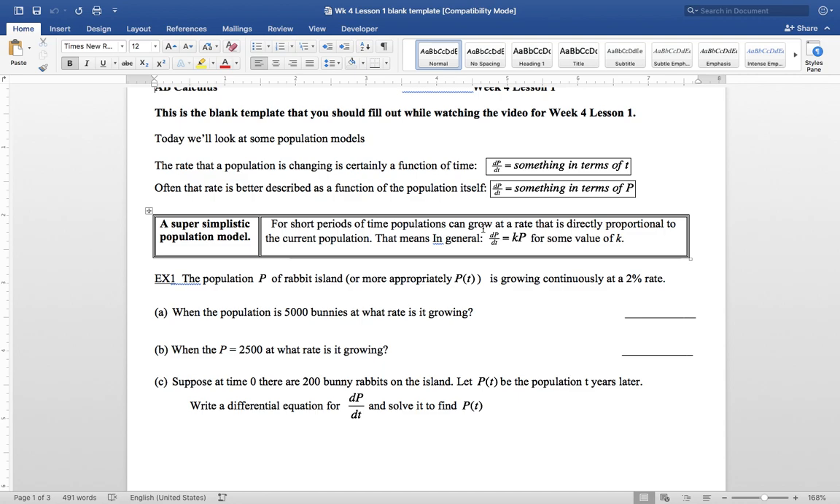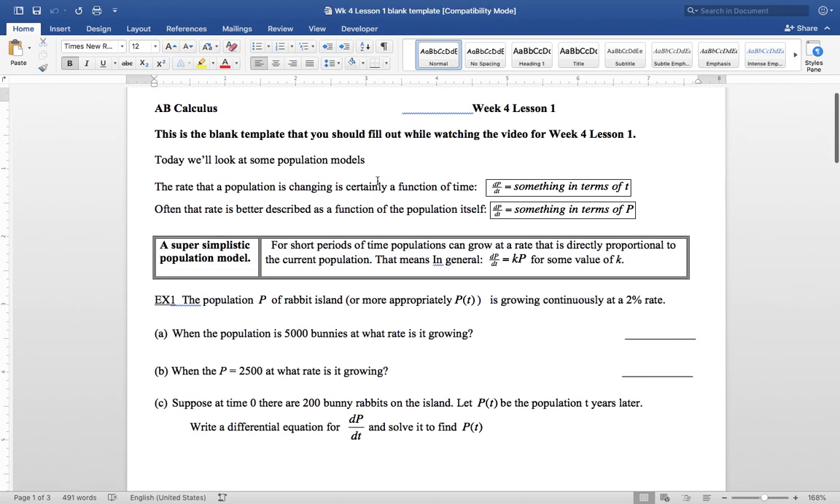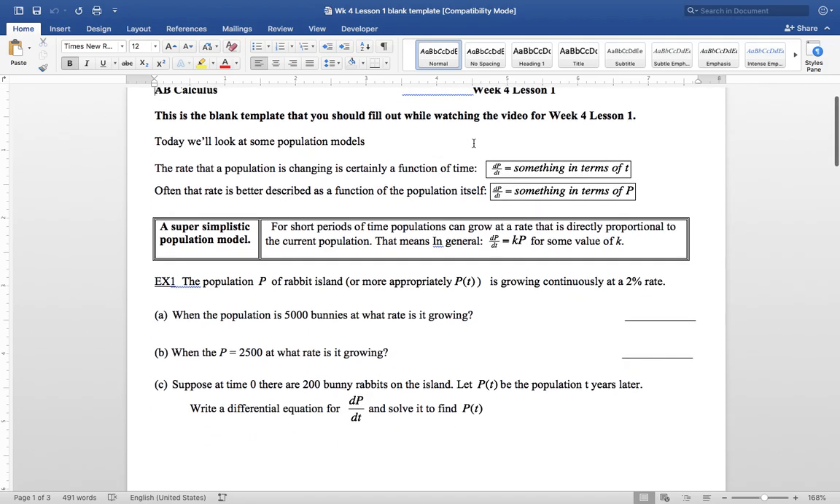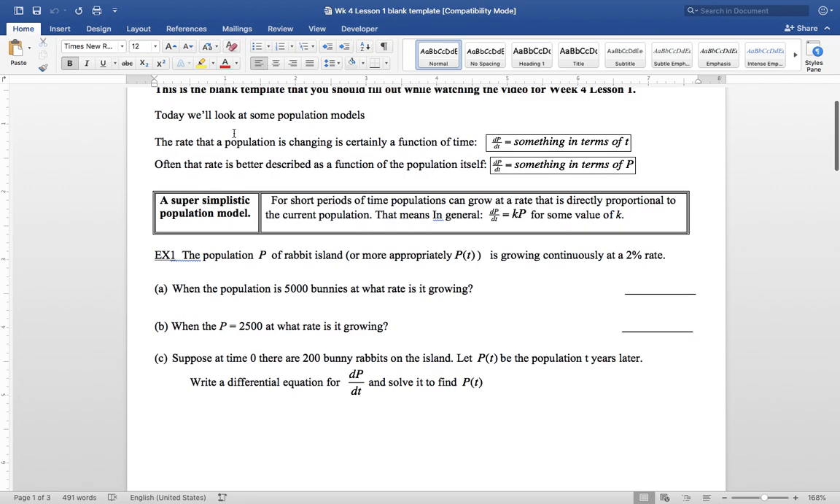So many times something we want to talk about in the real world can only be described easily using a differential equation. And we're going to see a small example of that today. So what I'm going to do is go over the week 4 lesson 1 template that you will be filling in on your own. And I'll just talk about it and go through it with you.